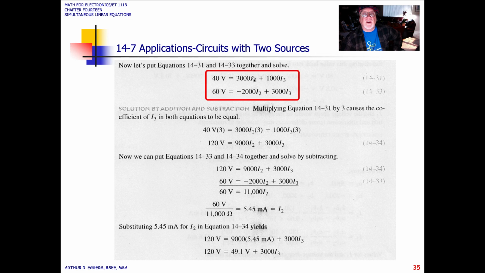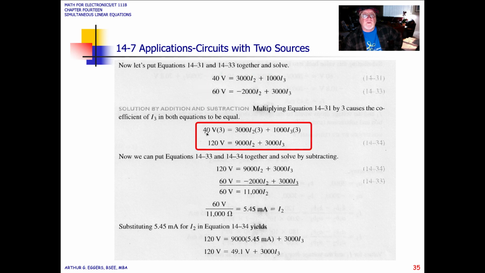Okay, so there are our values. Again, there are our expressions. So let's do a solution by addition and subtraction. So if we multiply the top expression, the first one, the 40 volt expression, by 3, we can cause the coefficient of I3 in both equations to be equal. So 40 times 3, 3,000 times 3, 1,000 times 3 gives us 120 volts, 9,000 I2, 3,000 I3.